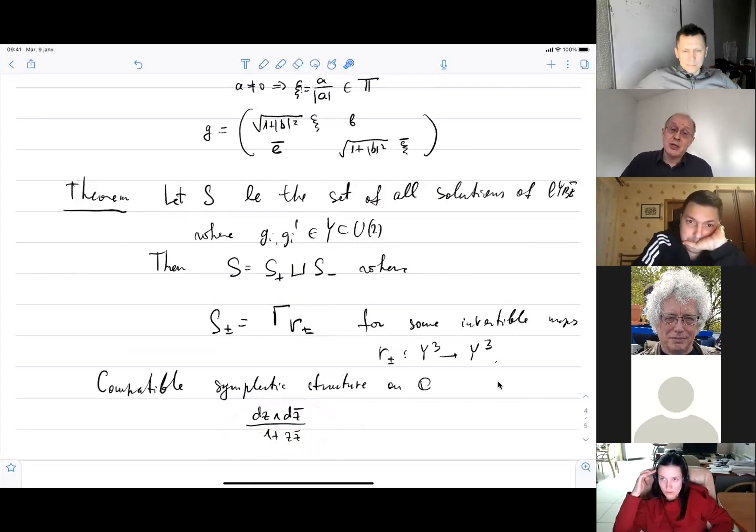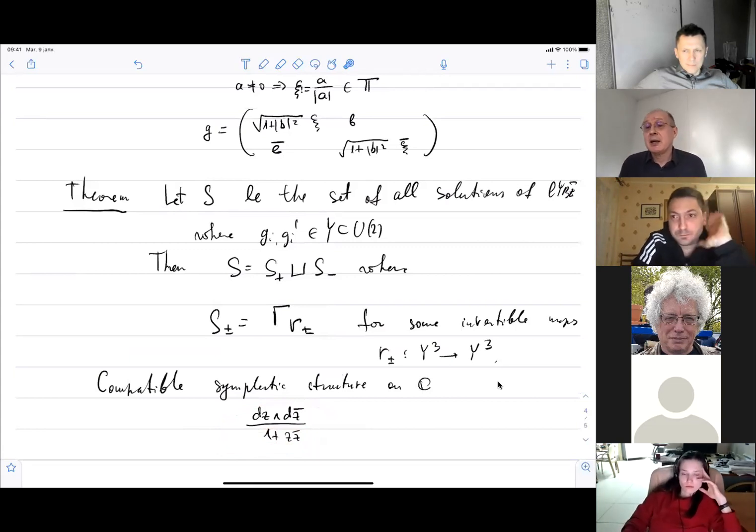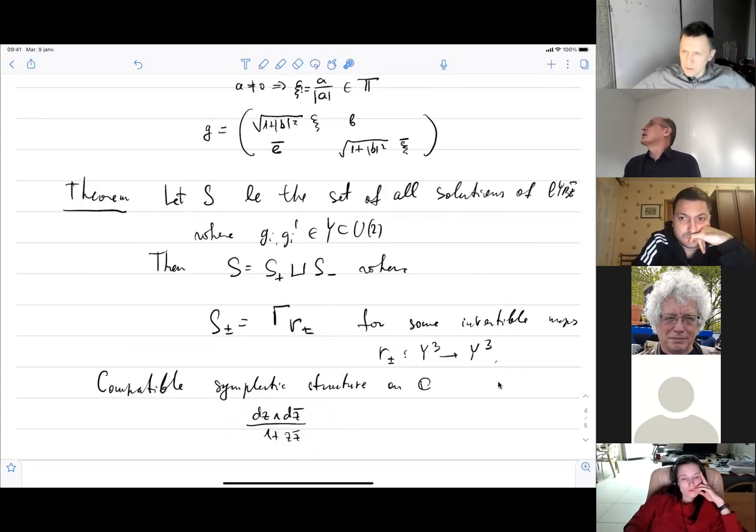But when you do genuine quantization in that sense, then the corresponding symplectomorphism becomes a unitary transformation in the Hilbert space. Okay, I stop here.